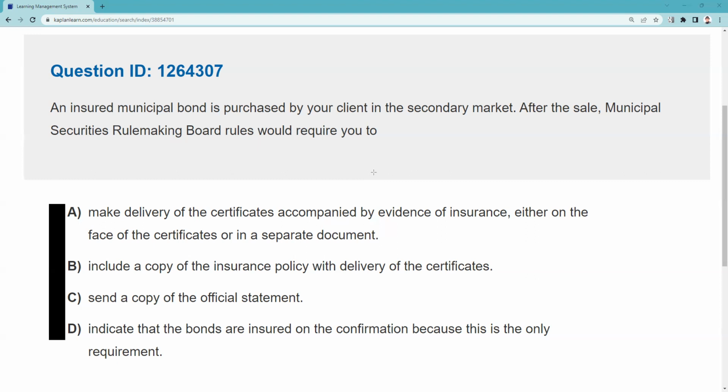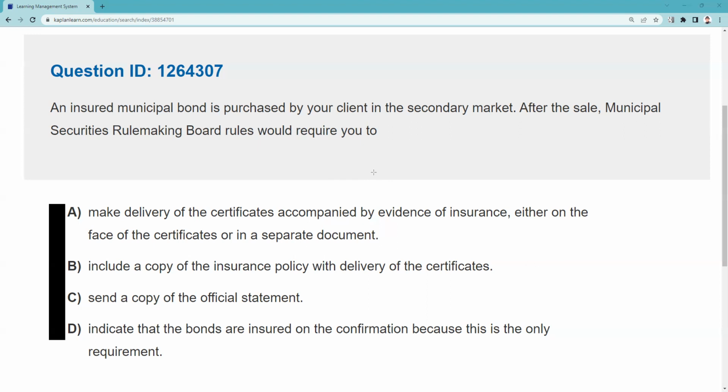Let's see. B, a copy of the insurance policy. Oh my God, no. I think you should have been able to eliminate that with what I call the test-taking trick, reduction to the ridiculous. What does the world look like if we're delivering insurance policies with certificates? C, the official statement. You do get tested on the official statement, and maybe that would speak about whether they're insured or not, but that's not what the purchaser needs. So far, A sounds like the most reasonable and looks like our best answer thus far. By the way, we don't send copies of official statements in the secondary market either.